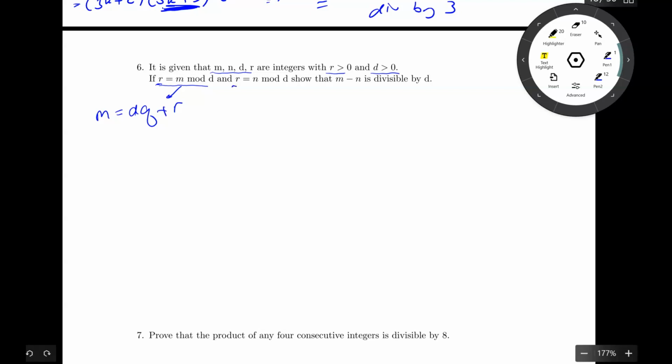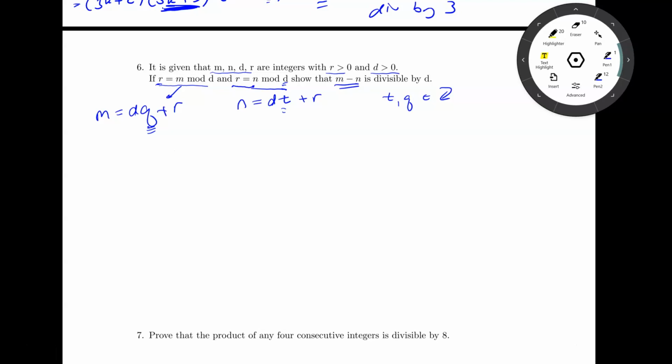Okay, so here I have r is n mod d. What this says is this integer n is some number of multiples of d. I cannot use q, right? I used q here, so I have to use a different letter, and then plus r is the remainder. So probably I should say off to the side that t and q are elements of the integers. They have to be integers. Okay, so what is it I'm trying to show? That m minus n is divisible by d.